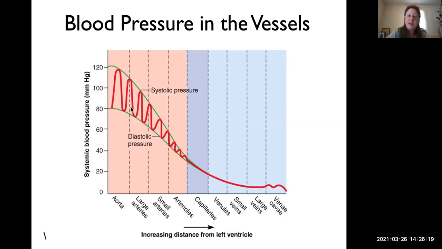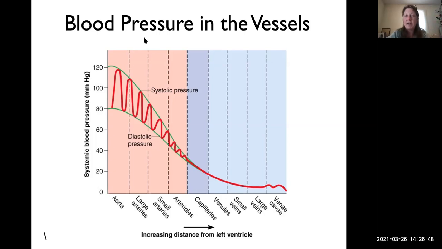So this gives us information about whether the heart and the vessels are doing their job to keep the body going. And pressure in the systemic arteries also gives us information about what kind of work the heart has to do. So the higher the pressure in the systemic arteries, the greater the work that the left ventricle has to do to get the blood into those arteries.